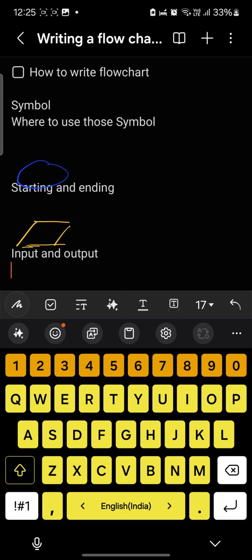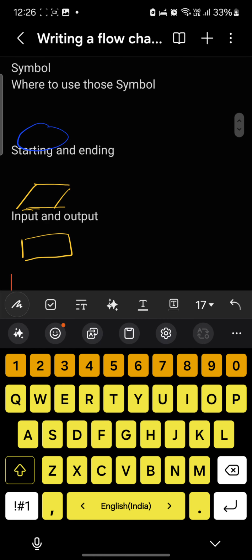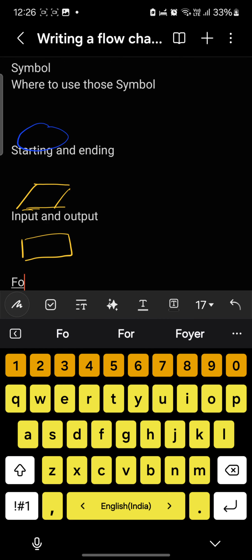Okay, next thing is a rectangular box. This rectangular box is used to write your formulas. Okay, so it is used for writing the formula.